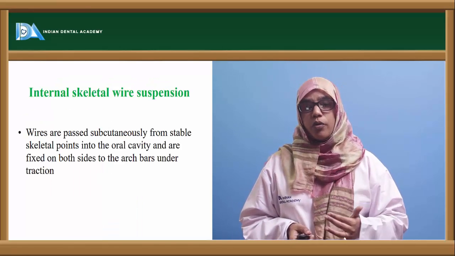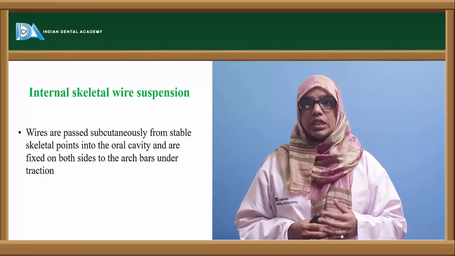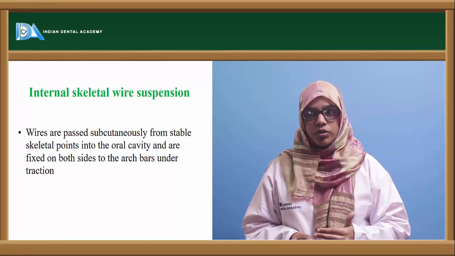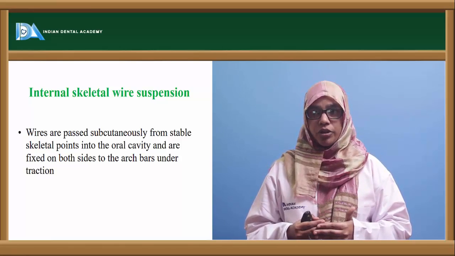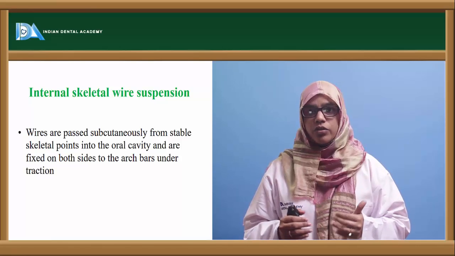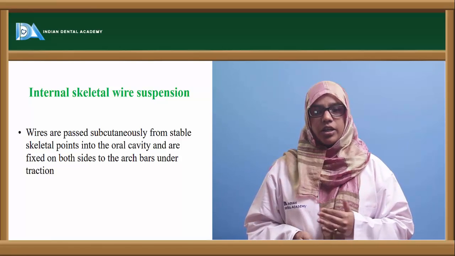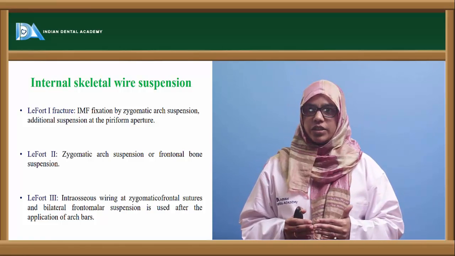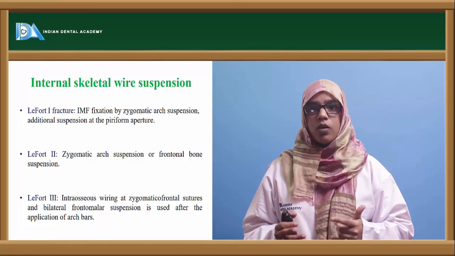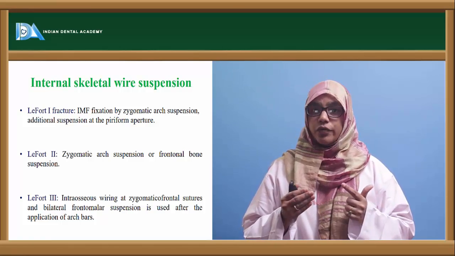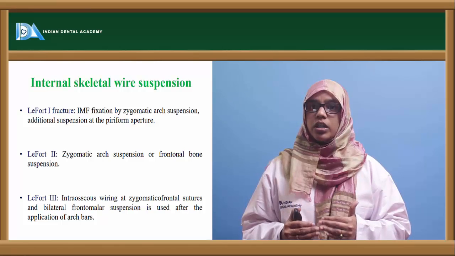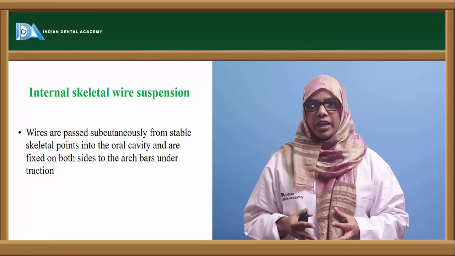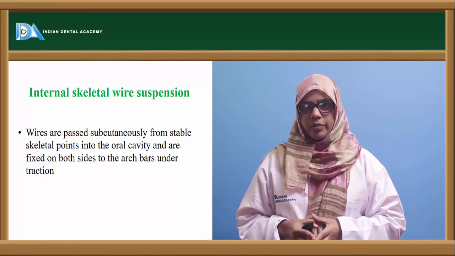You could also support this intermaxillary fixation with the internal skeletal wire suspension. Now, wires are passed subcutaneously from a stable skeletal point into the intraoral and are fixed on both the sides by the arch bar under traction. Now, in case of Le Fort 1 fracture, you will do intermaxillary fixation and do a suspension wiring along the zygomatic arch. If there is Le Fort 2 fracture, you will do suspension wiring along the zygomatic arch. After intermaxillary fixation, you could also aid by doing internal skeletal wire suspension.